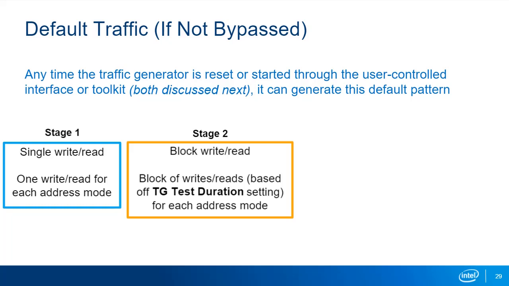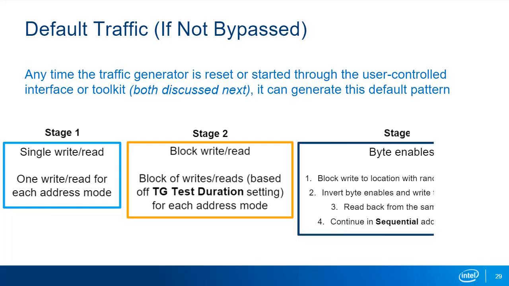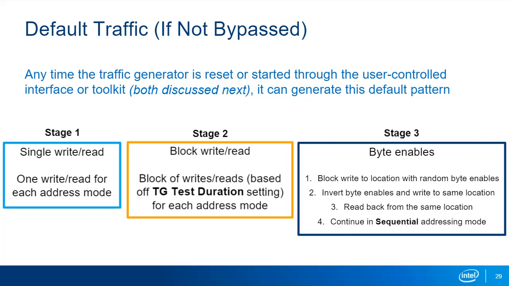This is done for each address mode. Each set of block writes followed by block reads is referred to as a loop. The number of loops performed is based on the duration setting specified earlier. In the final stage, a random Byte-Enable value is selected to write to only certain bytes at a starting address. The Byte-Enable value is then inverted so that the remainder of the bytes at the same location are written. Finally, all the bytes are read back from that location. This stage continues using the sequential addressing mode only.